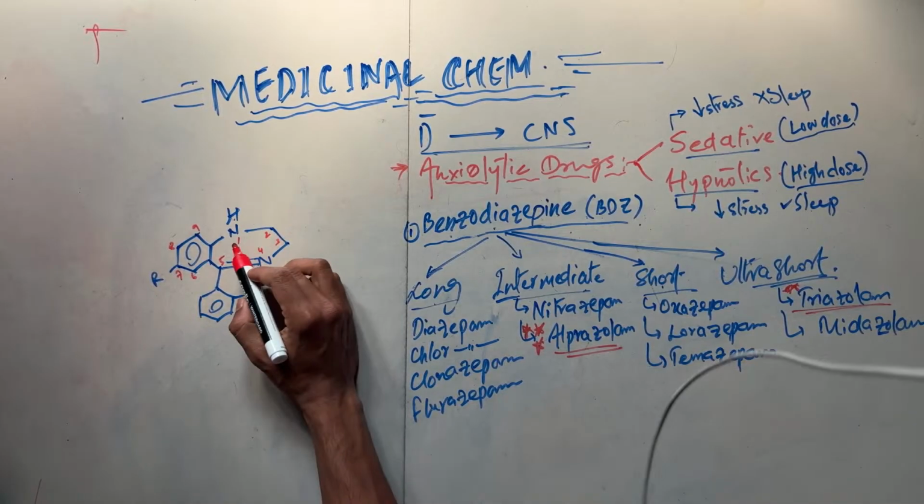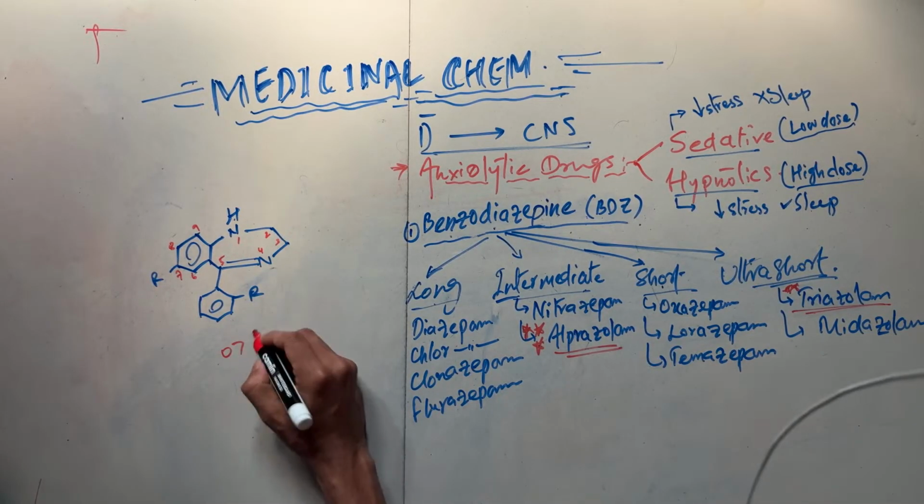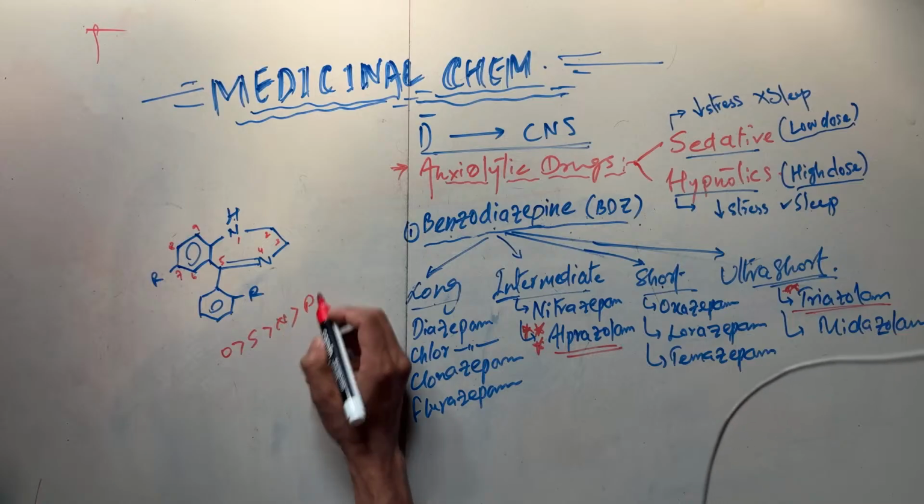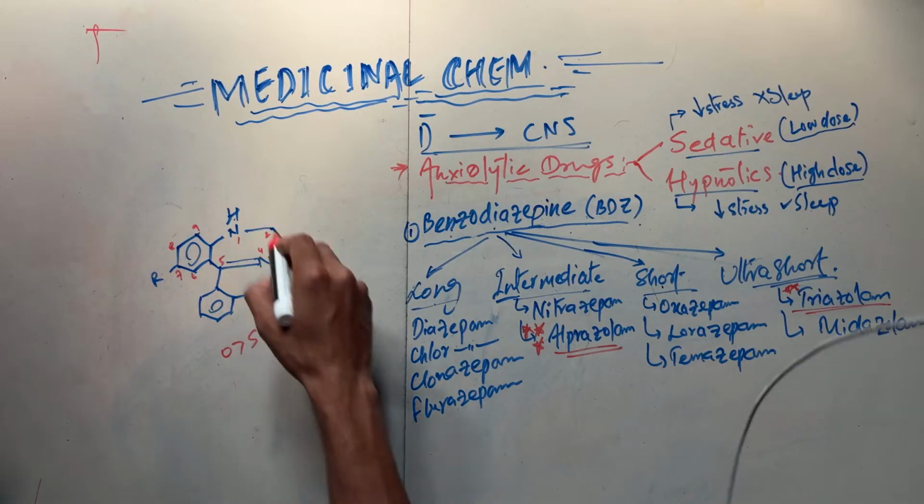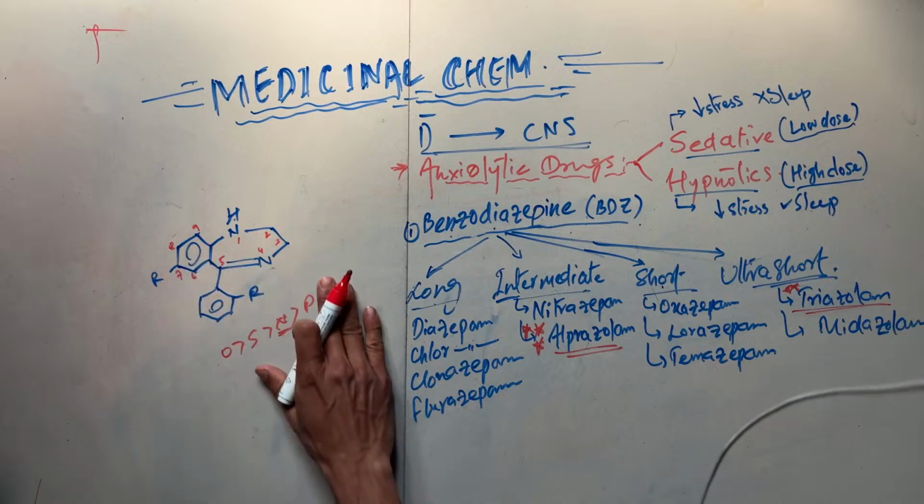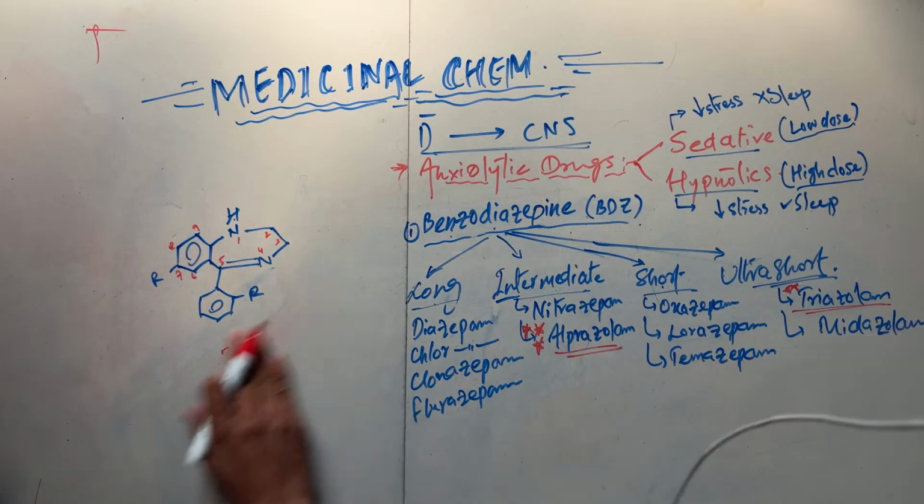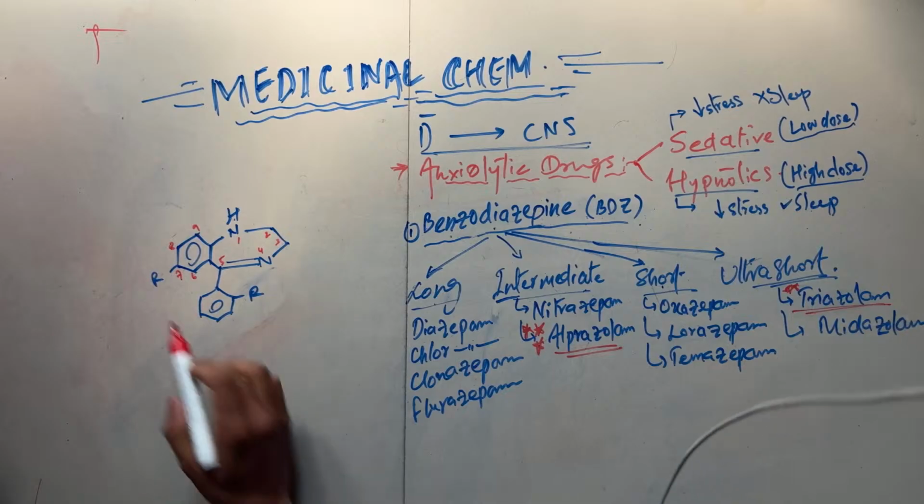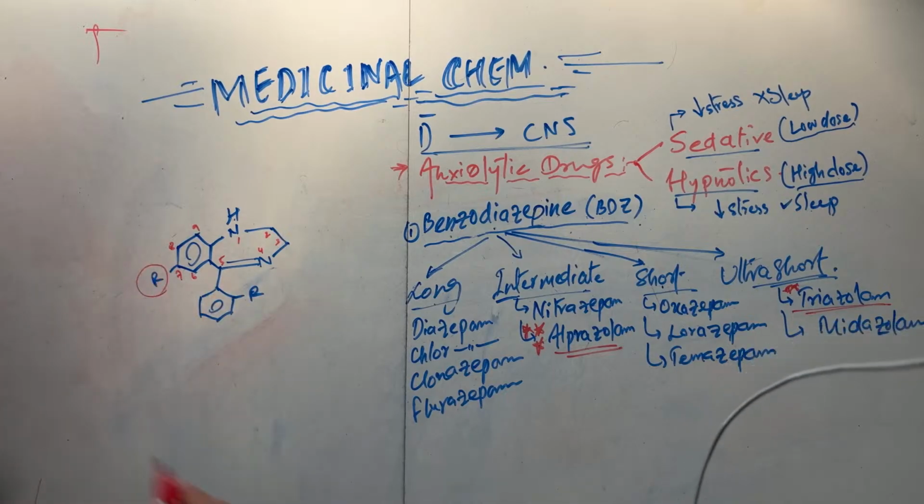Okay, so numbering will start from nitrogen according to O, S, N, P. Nitrogen is present there, so nitrogen will be more prioritized. So from nitrogen: 1, 2, 3, 4, 5, 6, 7, 8, 9. Now the most important thing that you have to remember is that at the 7th position one electronegative group should be there, a highly electronegative group. So why?